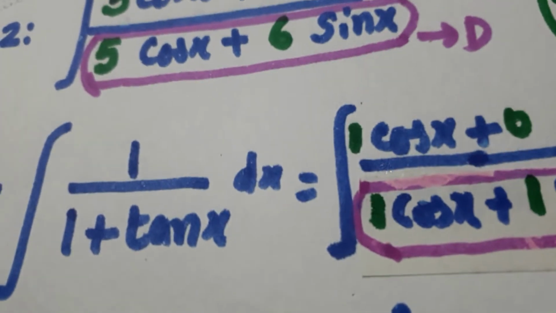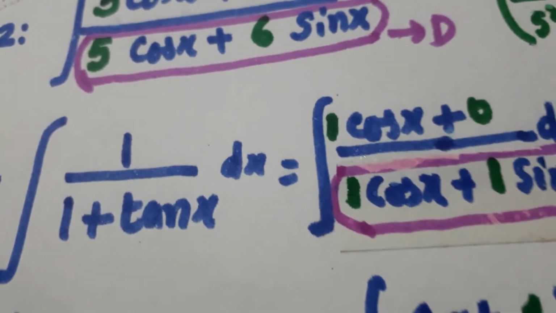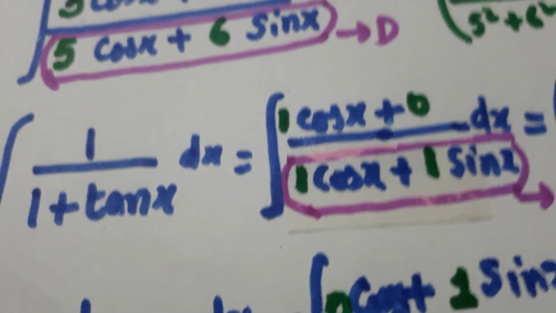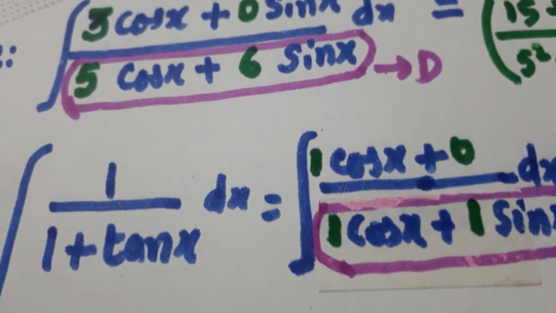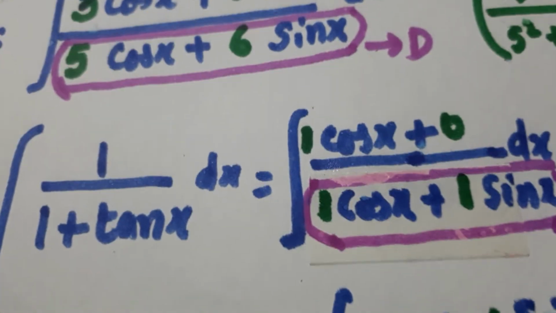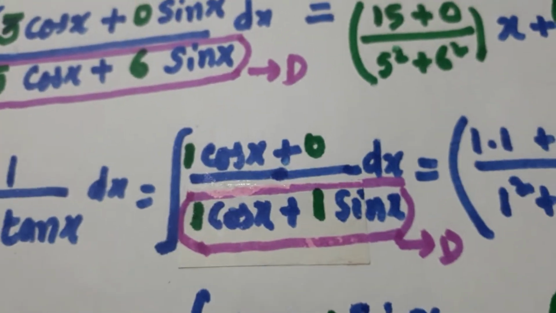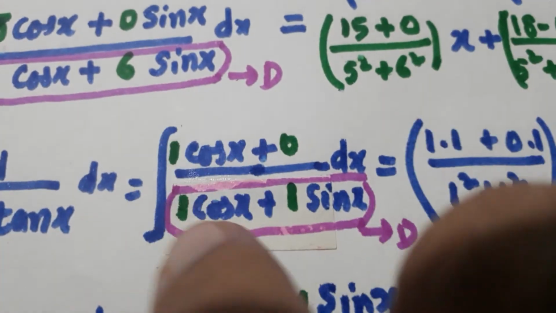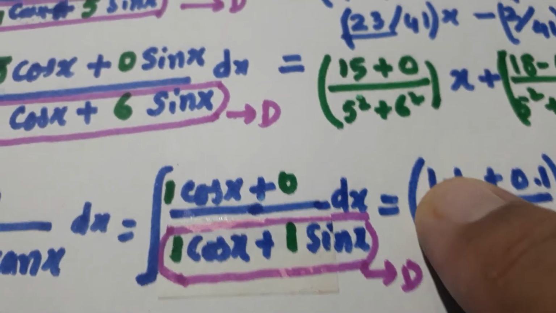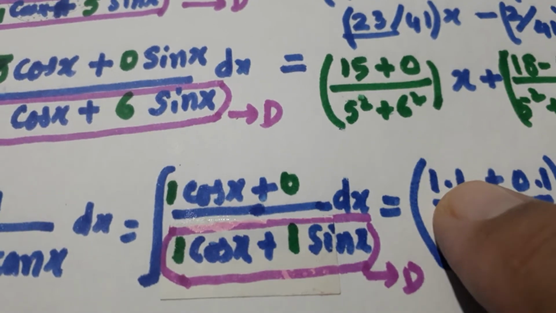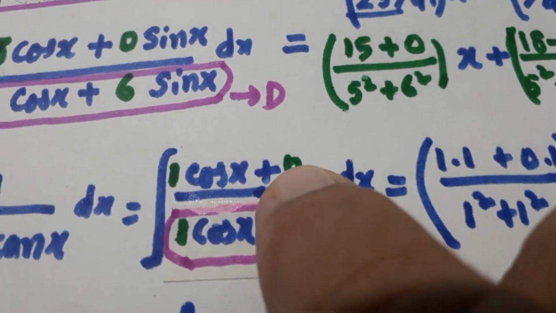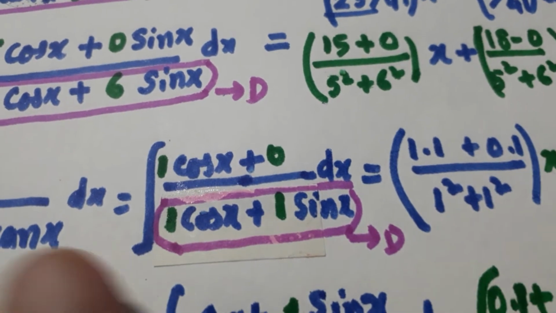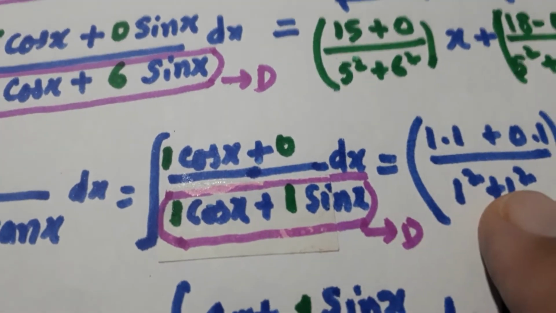Now, if we write tan x as sin x over cos x, then on solving we will get cos x over cos x plus sin x. Now, there is no sin x term, it will be 0. So, now A is 1, C is 1. Multiply: 1 into 1. This is AC, then BD. This is B, this is D. 0 into 1, 0. 0 into 1, 0. Below, 1 square plus 1 square.